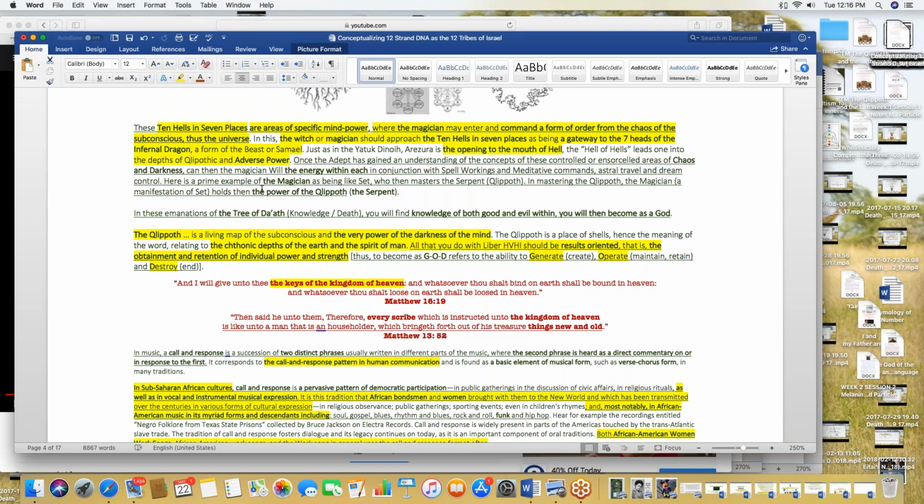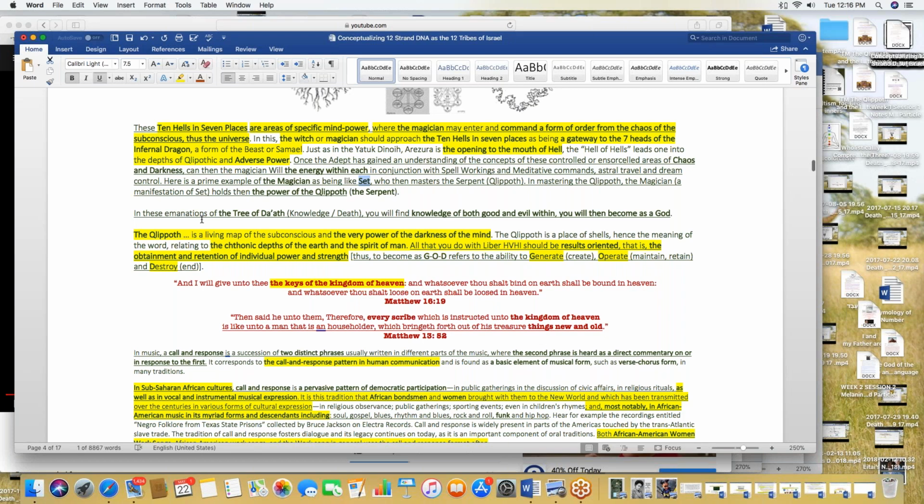Here is a prime example of the magician as being like Set, who then masters the serpent. Kalipot, they're not mastering you. In mastering the Kalipot, the magician, a manifestation of Set, holds then the power of the Kalipot, the serpent.